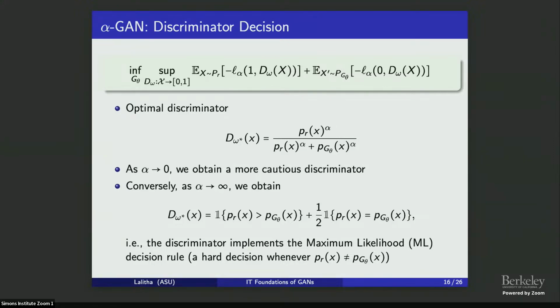This can be solved in one shot, which is what I told you about. This is the optimal discriminator. You can put in any loss, and for example, I'm going to look at alpha loss from now on, which induces the alpha GAN, as we call it. So this is your optimal discriminator. What really happens is when alpha goes smaller and smaller, you get a very cautious discriminator, which I will clarify in a moment. On the other hand, as alpha goes to infinity, you get a discriminator that's very confident, which makes a maximum likelihood estimate on the output. It makes a hard decision.